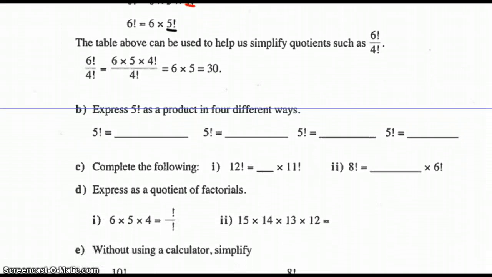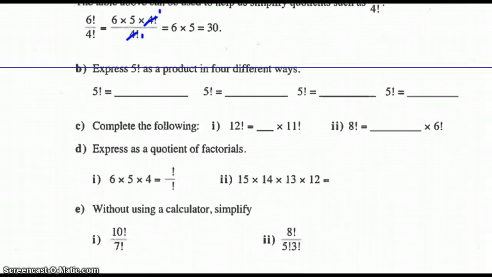So using that table above, how can we express 6 factorial over 4 factorial? Well, instead of 6 times 5 times 4 times 3 times 2 times 1, we have these 4 factorials. When we divide those out, anything divided by itself is 1. We're just left with 6 times 5, which is 30.